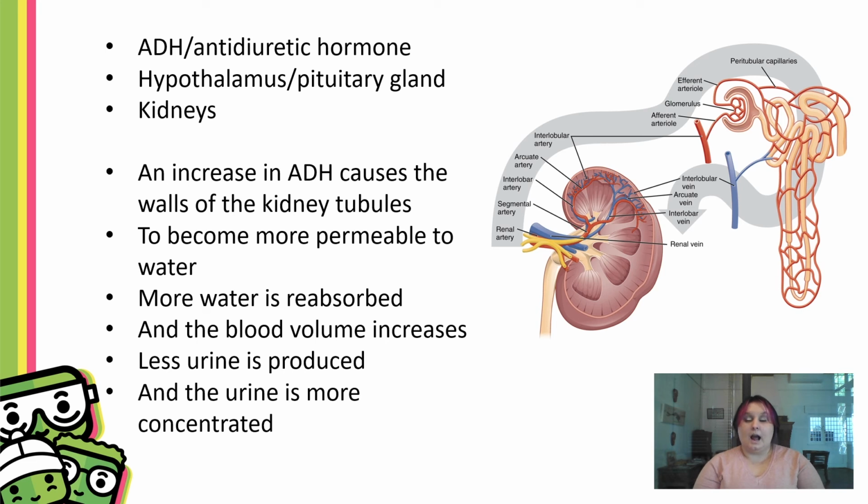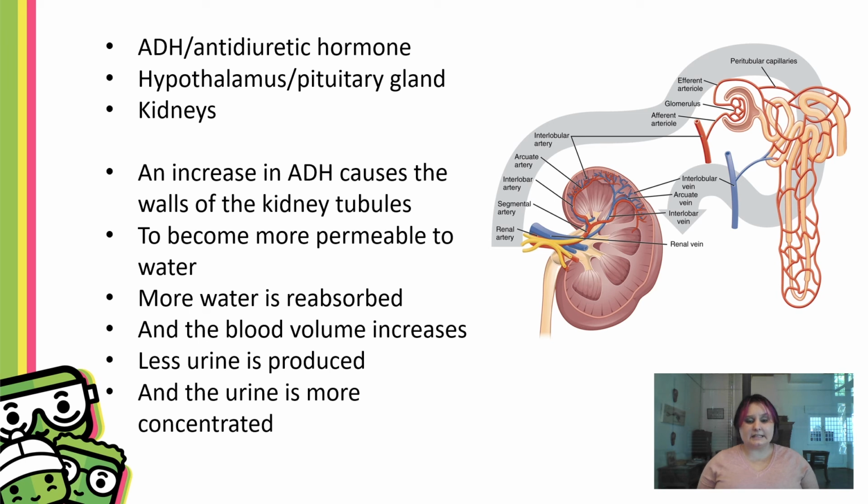So the receptors located in the hypothalamus in the brain are going to pick up on the fact that there is less water in the blood. The hypothalamus is then going to send a message to the pituitary gland to tell the pituitary gland to secrete more ADH, more antidiuretic hormone. More antidiuretic hormone is going to be released into our bloodstream. That antidiuretic hormone is going to travel down to the kidneys.